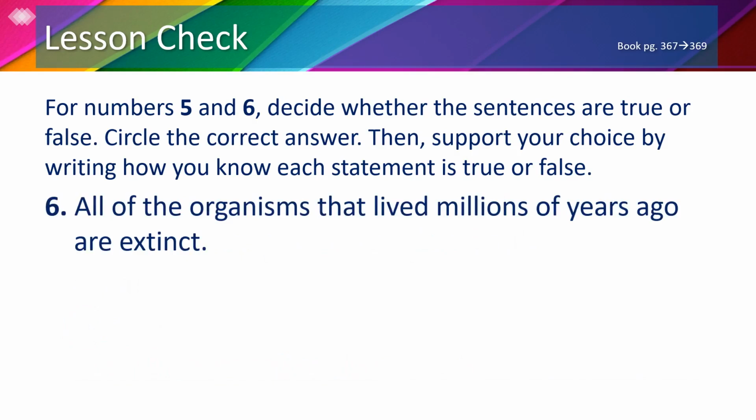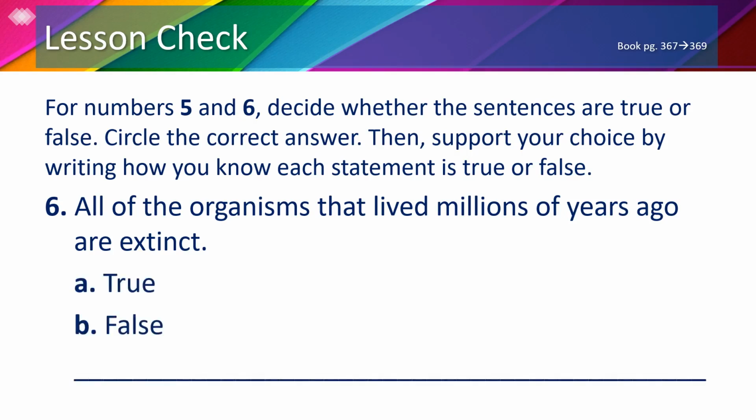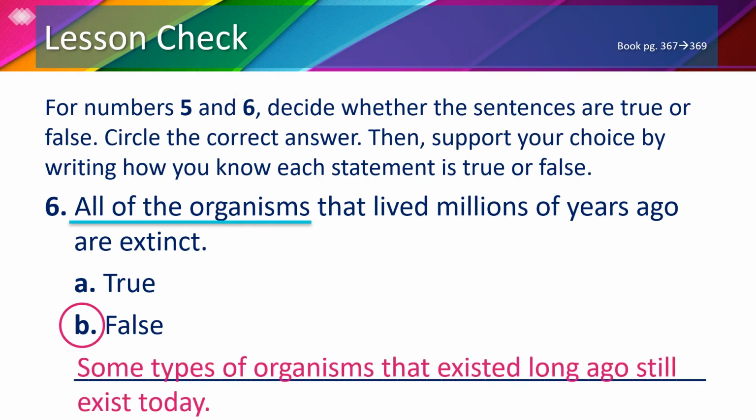Number 6. All of the organisms that lived millions of years ago are extinct. True or false? Keep in mind that there's a difference between death and extinction. Not all of the organisms are extinct. Some types of organisms that existed long ago still exist today.